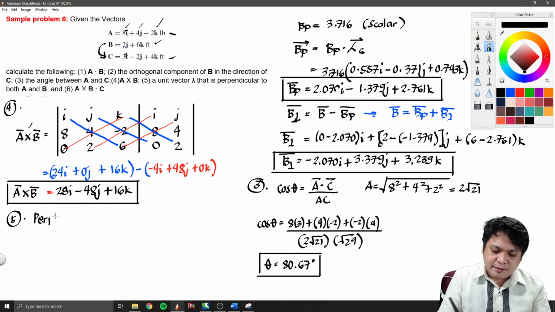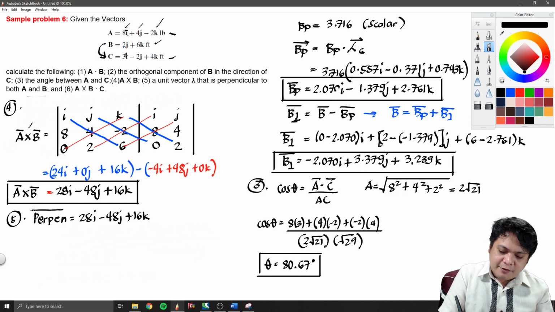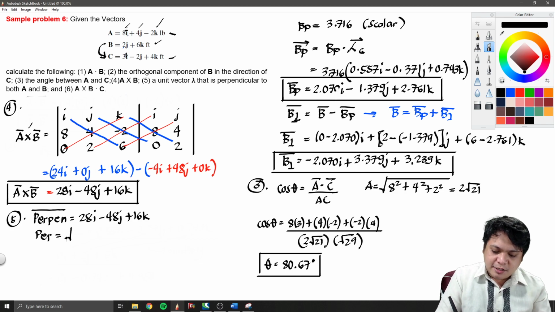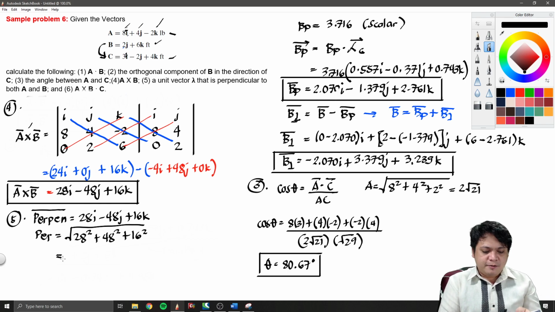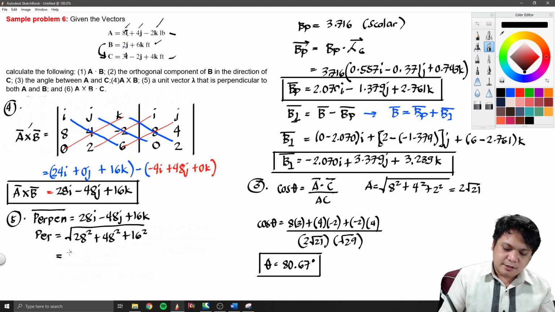Perpendicular. So, that's it: 28i minus 48j plus 16k. It's still in vector form, so I'll take its magnitude. That is the square root of 28 squared plus 48 squared plus 16 squared, which is 4 square root of 209.